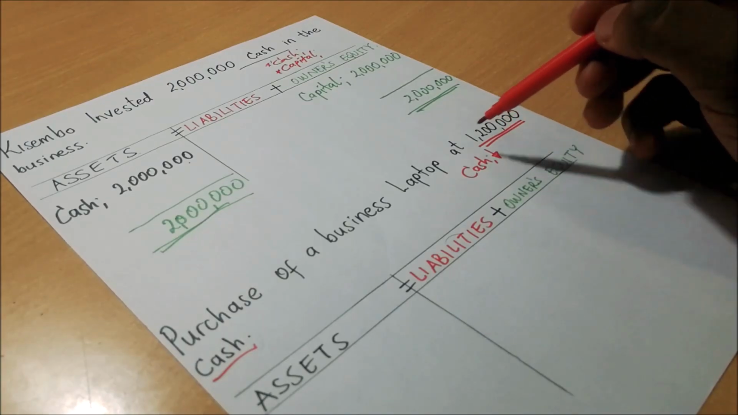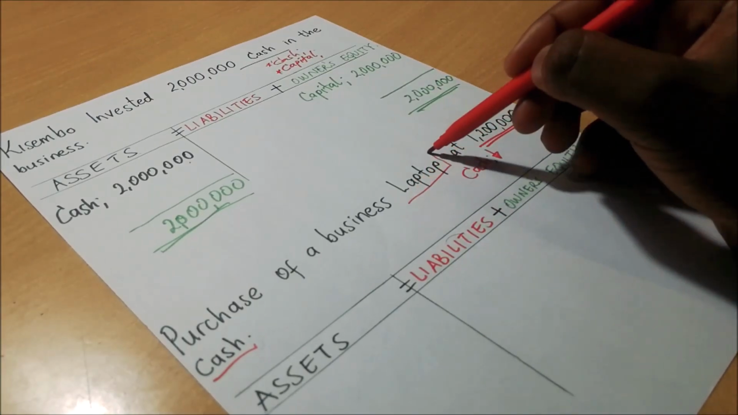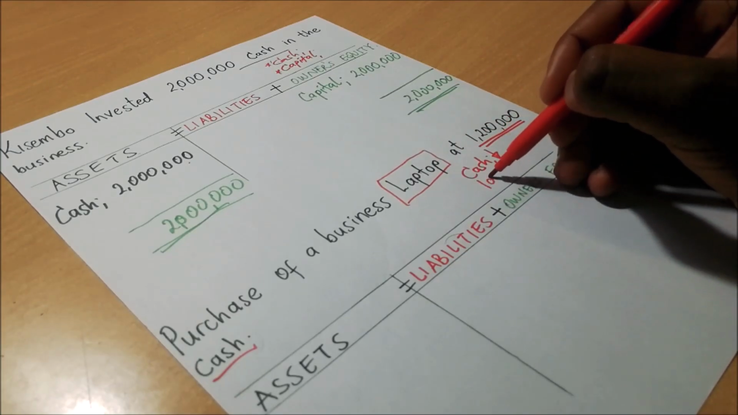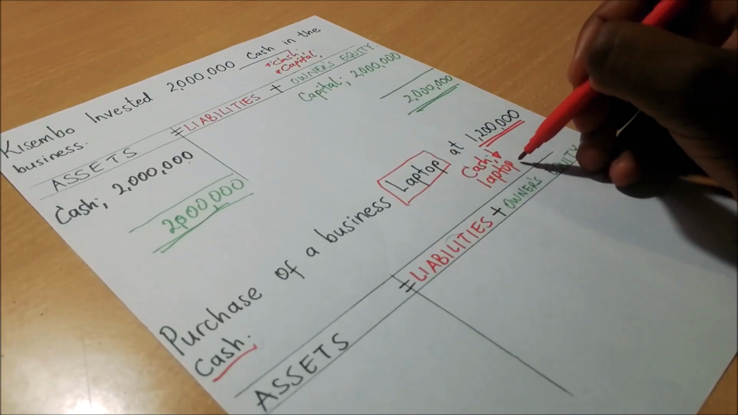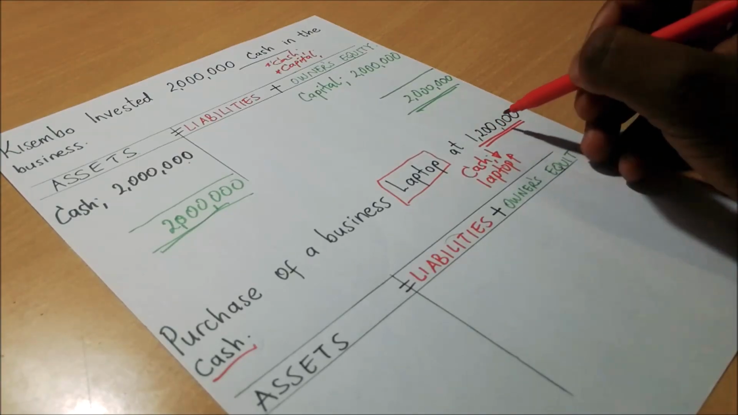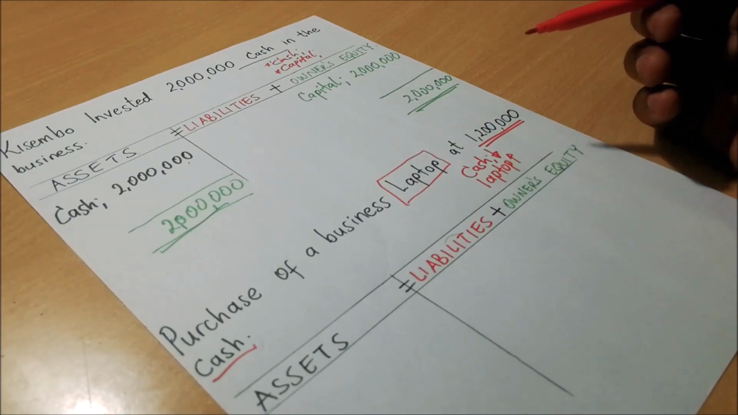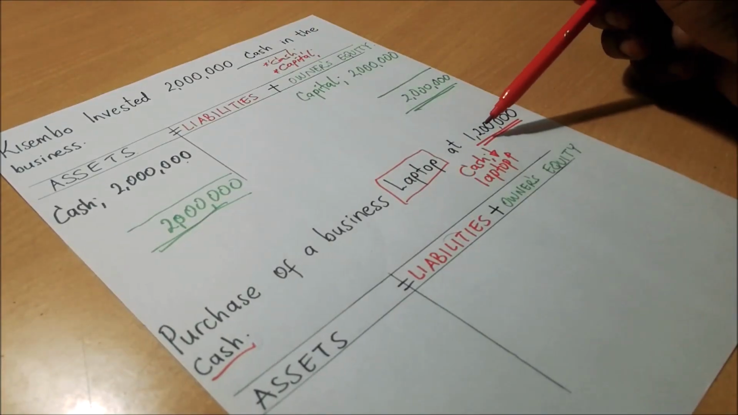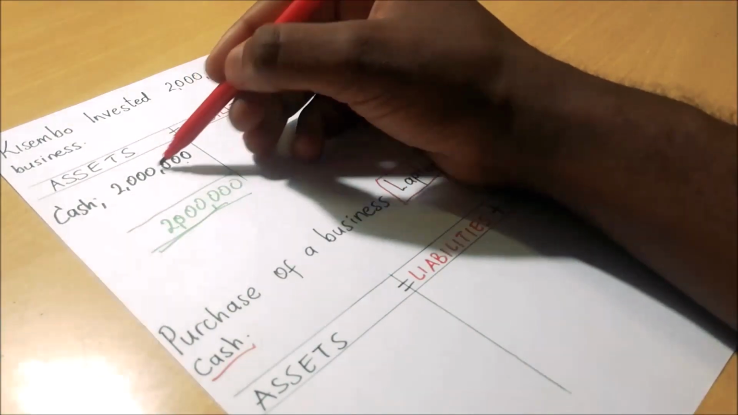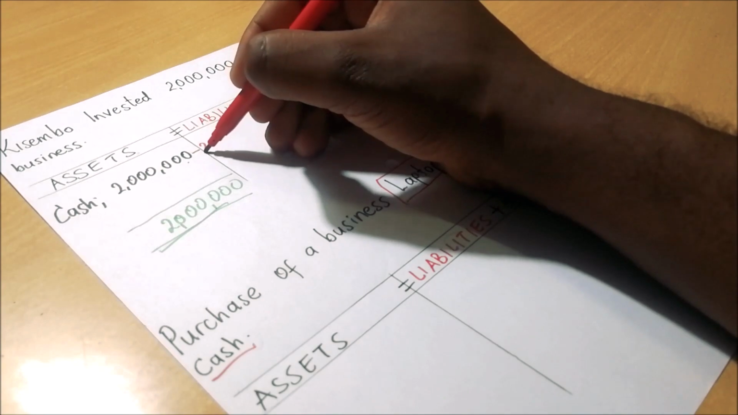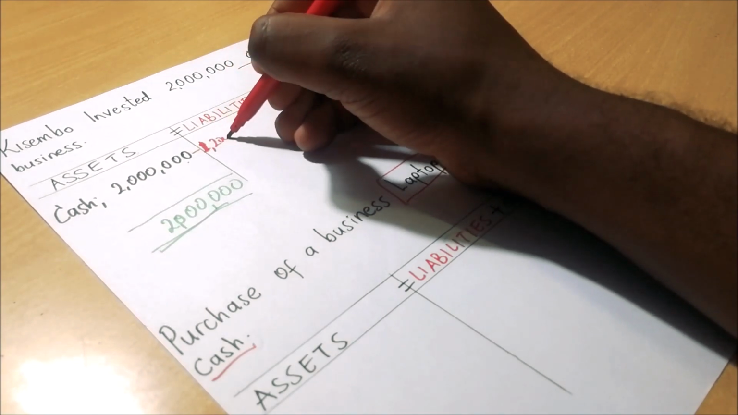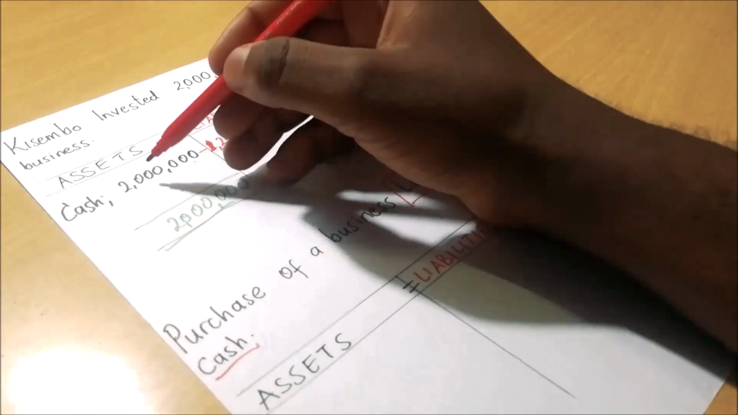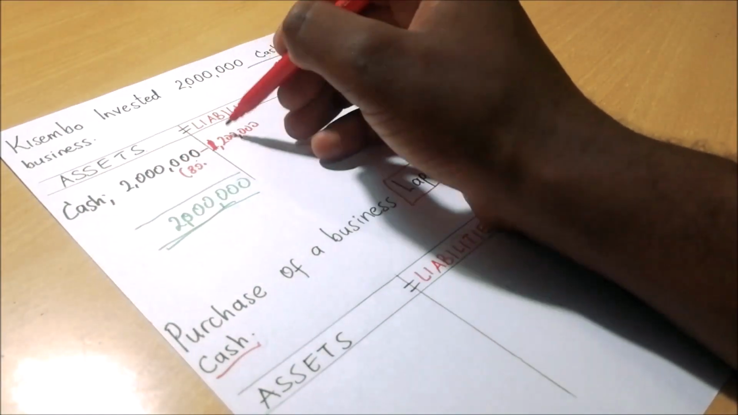But then when we use this cash to buy a laptop, it means that the business has received a laptop. So if the business has received a laptop, it means that now we have a new asset called laptop. And this is going to increase by the said amount. So how is this going to play out in our accounting equation? So cash, remember, is going to reduce by 1.2. So this was 2 million shillings. We are subtracting 1.2. When we subtract, because cash was used to buy, it reduced by 1.2. So it means we are having 800,000 cash remaining.